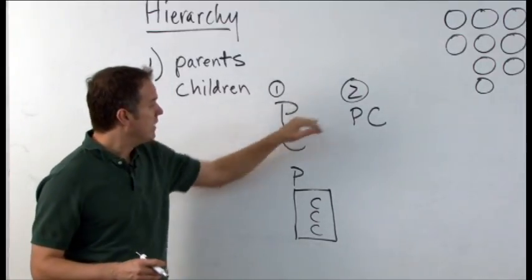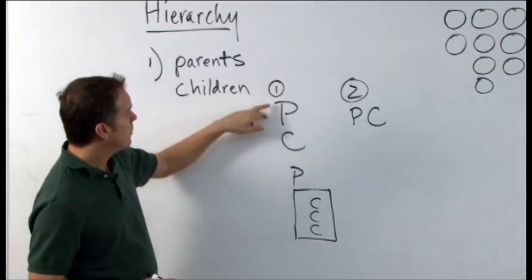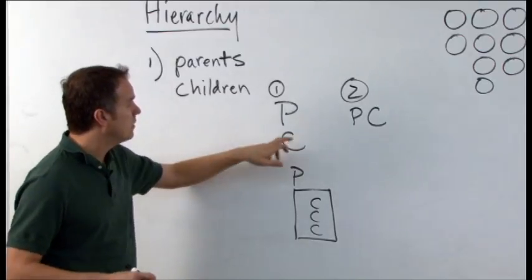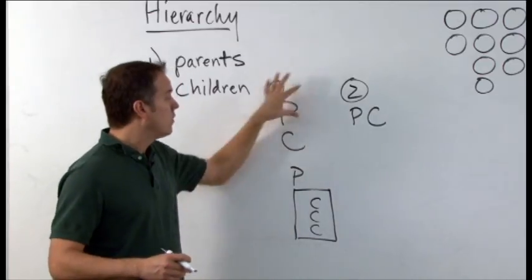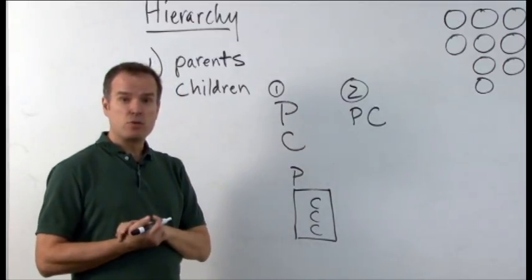So two ways that we can show that parent-child relationship are one, by placing the parent atop the child, two, by placing the parent to the left of the child, or by combining those two to create an even stronger sense.